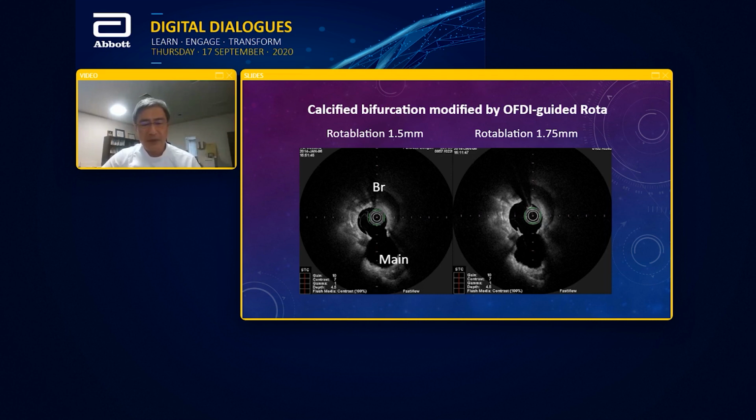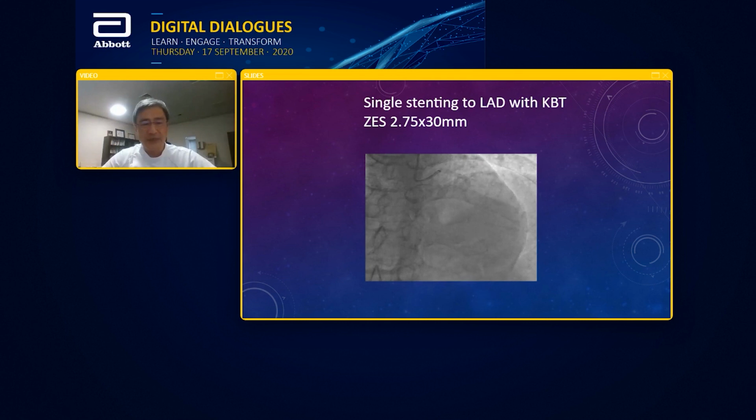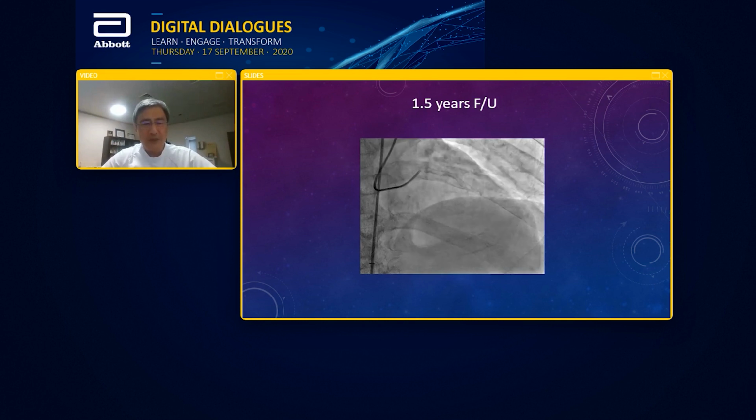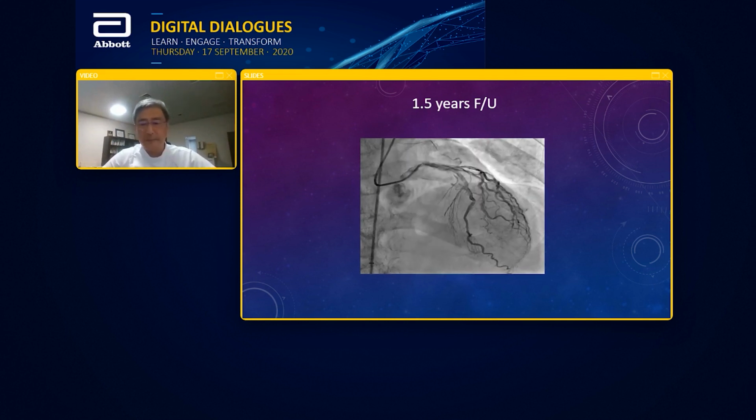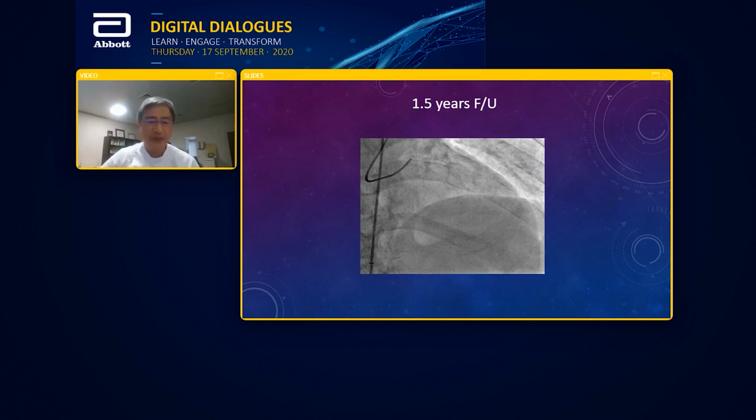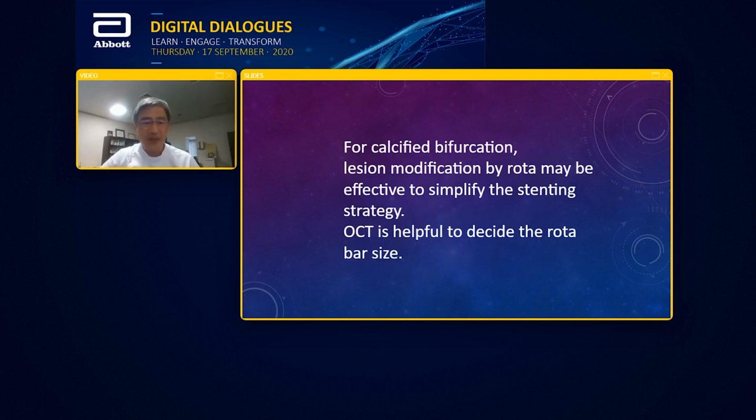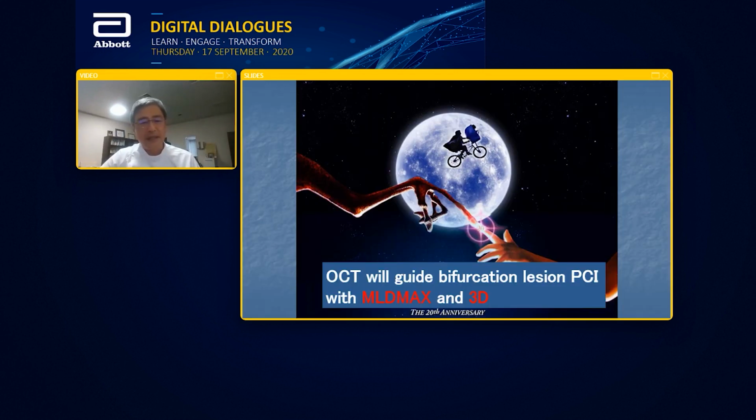And then after rotablation 1.75, you can see the wide open diagonal branch site. We implant a stent, single stenting with KBT, and finished like this. In this case, 1.5 years follow-up showed no restenosis like this. For calcified bifurcation, lesion modification by rotablation may be effective to simplify the stenting strategy. OCT is helpful to decide the rotablator burr size. So I think OCT will guide bifurcation lesion PCI with MLD MAX and 3D. So thank you for your attention.